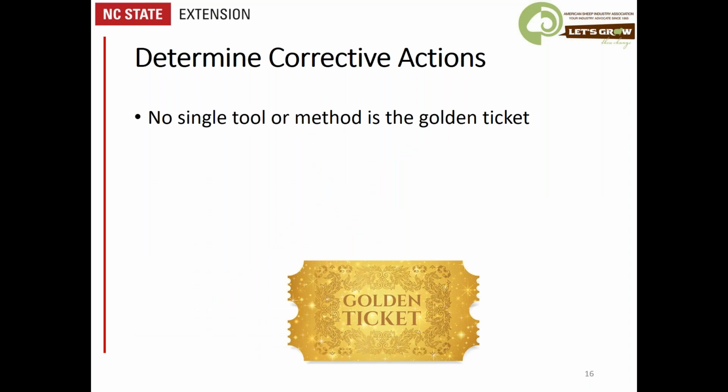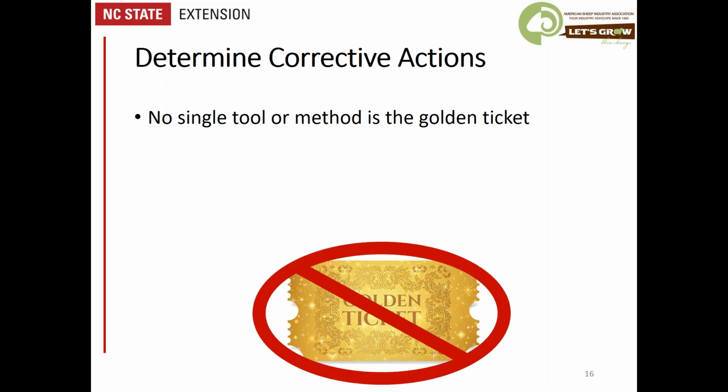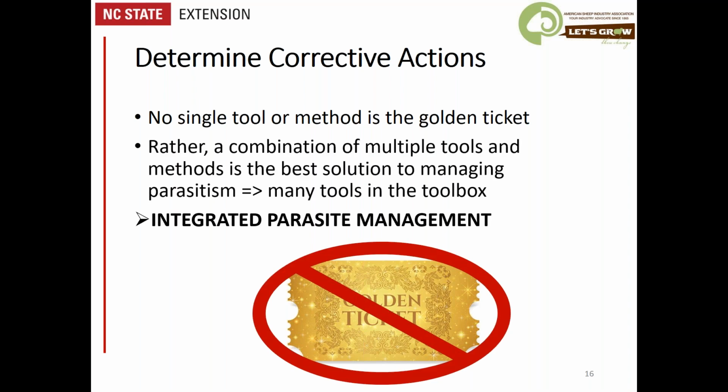So what about corrective actions? What can we do to help mitigate this and manage this? Unfortunately, there's no single tool or method that's a golden ticket. I can't tell you, do this and all your parasite problems will be solved. Unfortunately, that just doesn't exist. I wish that it did exist, but it doesn't. Rather, we need to use a combination of different tools, different management strategies to help us manage our parasites.